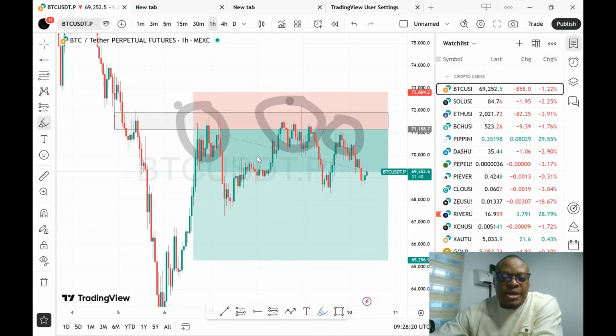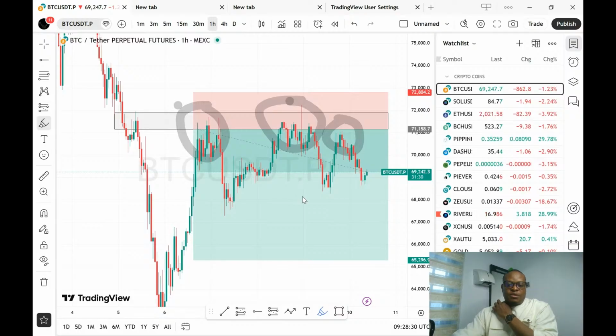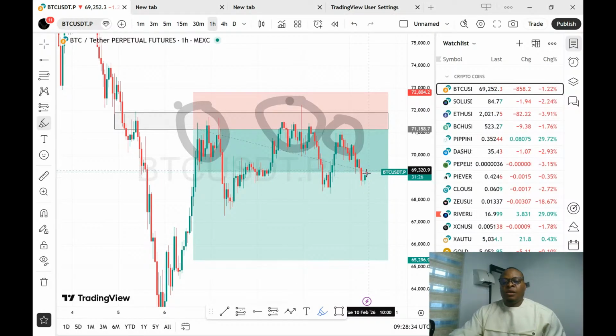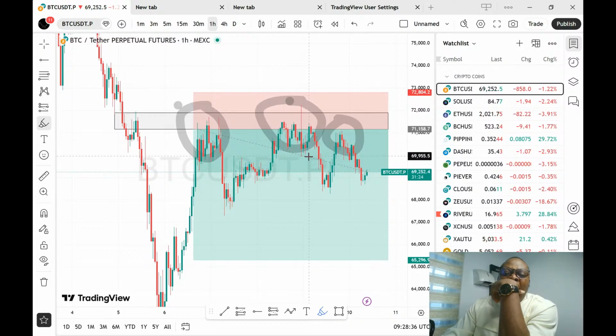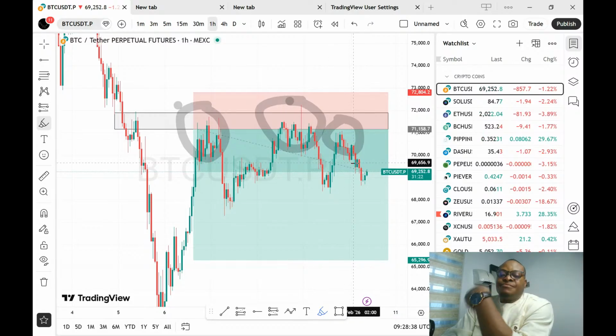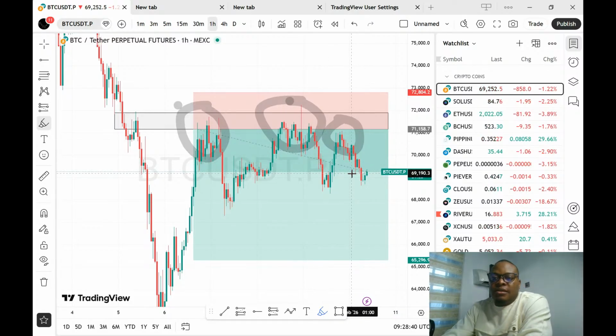Okay guys, like I said, I took the trade three times and ended the trade today when I saw this current retracement. Making a small profit is better than taking a loss. So if we see any sweet setup, we'll take it.